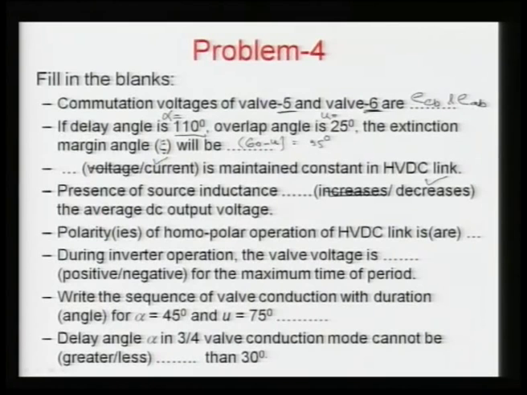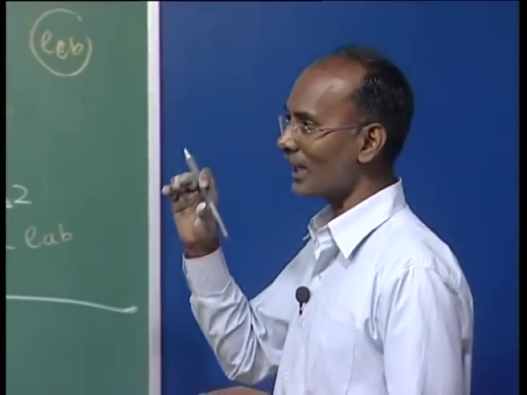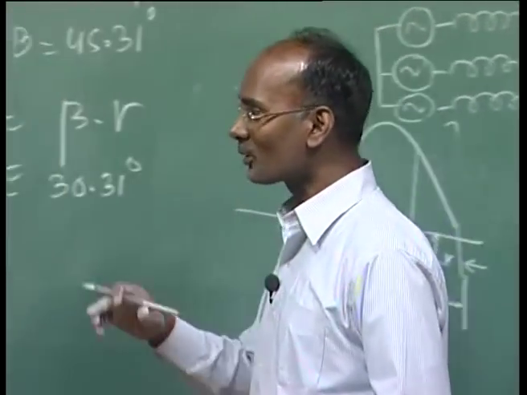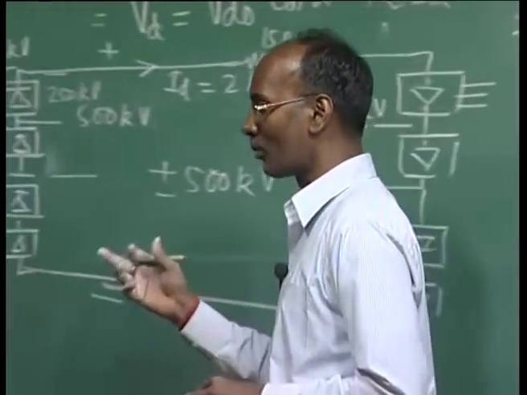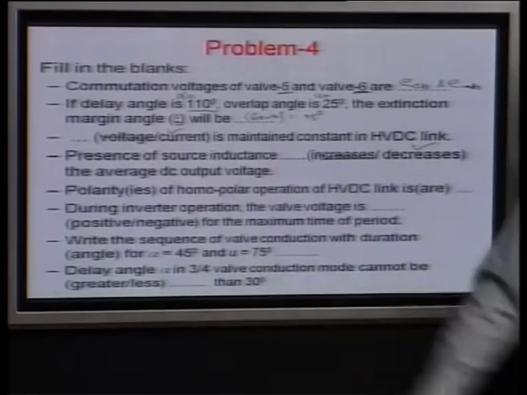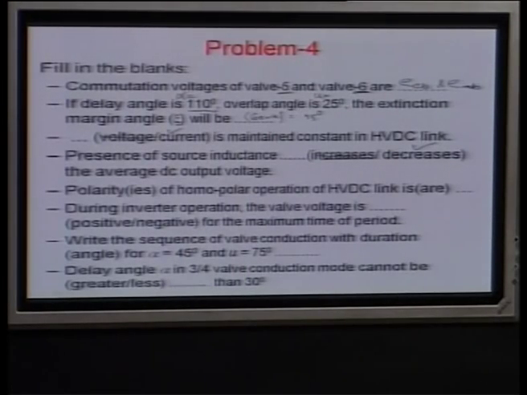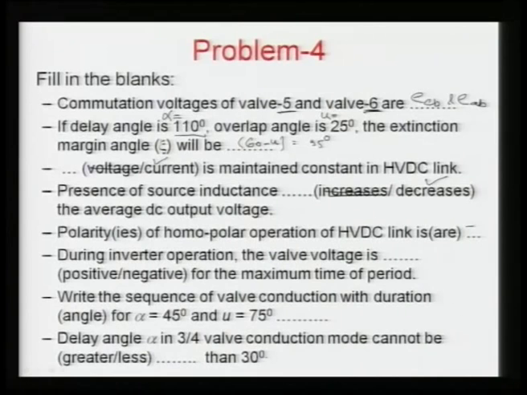Now, it was asked the polarity of homopolar operation of HVDC link. Sometimes people get confused between homopolar, bipolar and monopolar. Basically, in homopolar there are two poles, so the polarity of homopolar operation of HVDC link is always both negative. It was asked to write, so here the polarity is negative, both poles will be negative. You can write both negative.